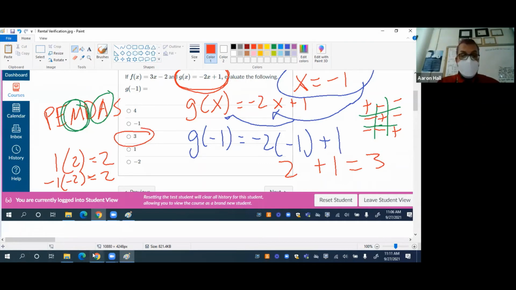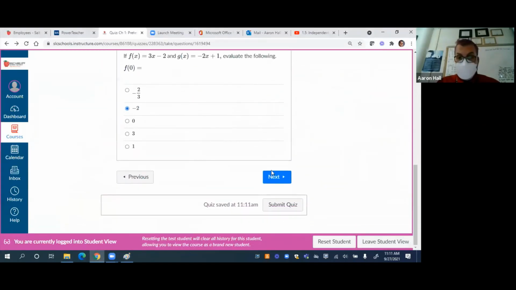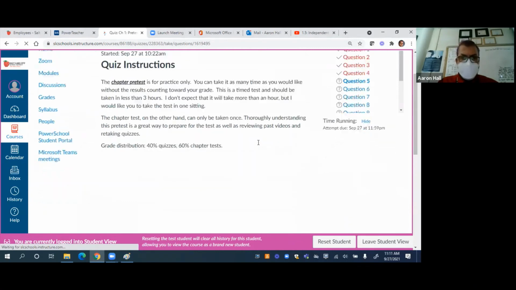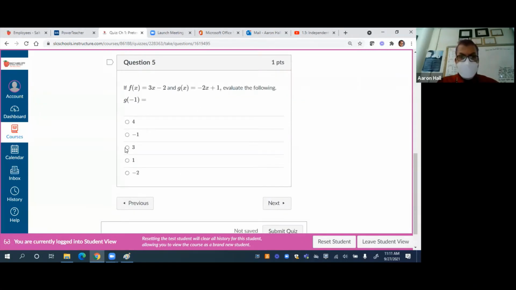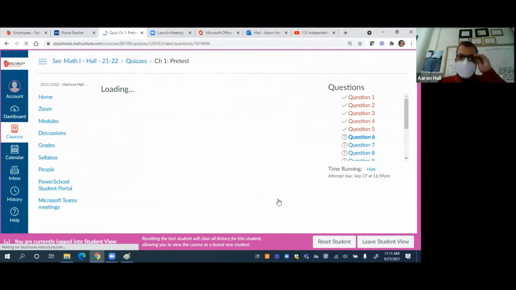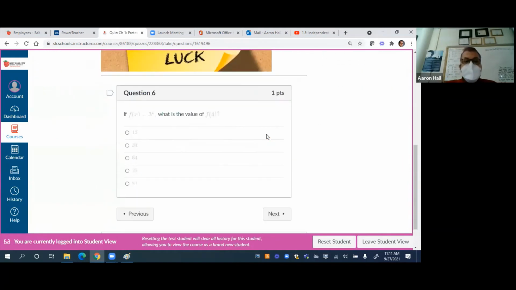So I'm going to go back over here. Let's go to the next one. Problem number 5. The answer was 3. There we go. And we move on to the next one. Number 6. Hannah, how do I do this one? It says if f of x equals 3 to the power of x, what is the value of f of 4?